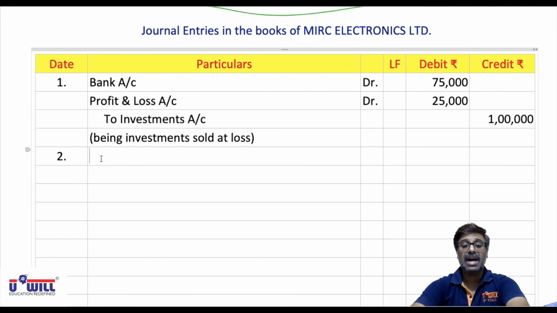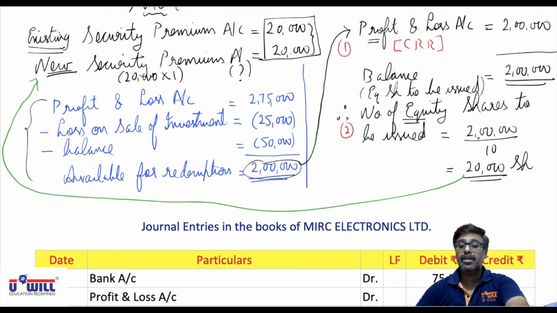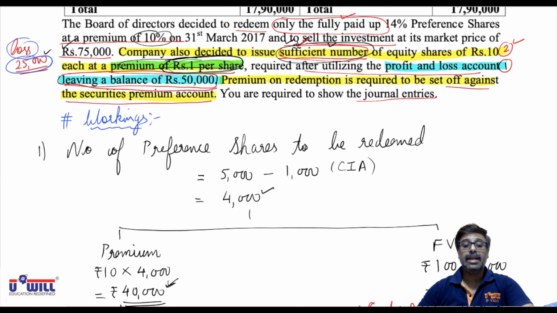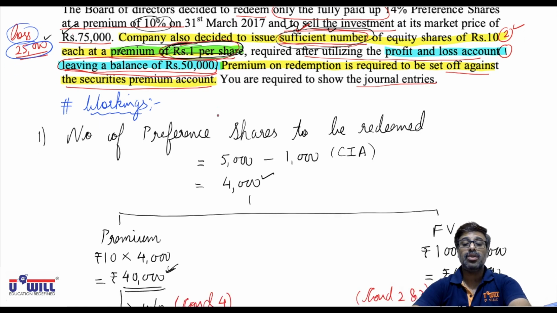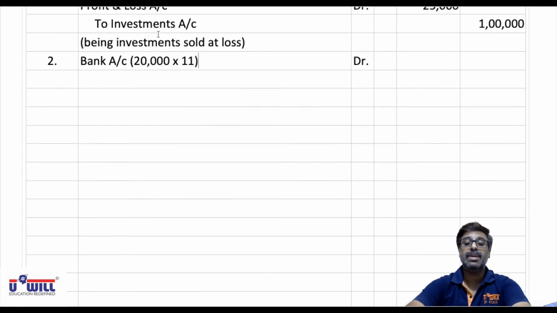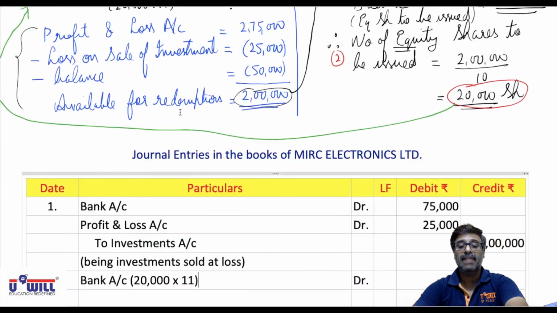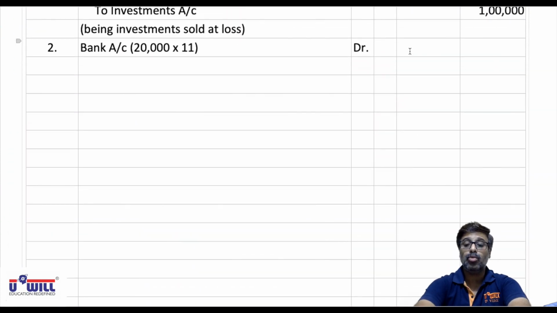Now, the second entry to be passed is for issue of shares. We have obtained in the workings that 20,000 equity shares are issued, and it is given in the question that they are issued at a premium of 1 rupee. So two entries will come for issue of equity shares at premium. First, bank is the receiver, debit the receiver, bank account debit. 20,000 shares are issued multiplied by 11 rupees because they are issued at a premium of 1 rupee. What we are going to collect is 20,000 into 10 plus 1, 11. So 20,000 into 11, 2,20,000.